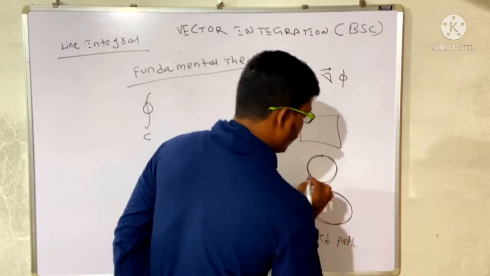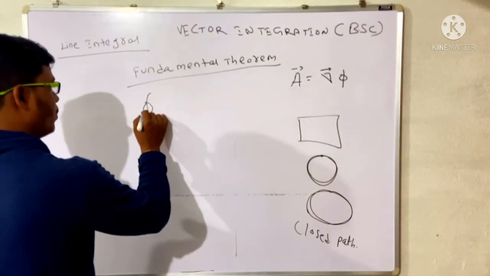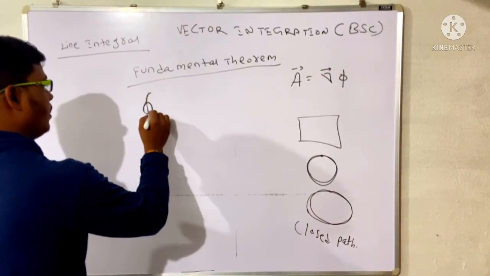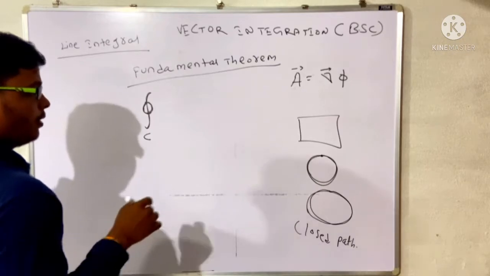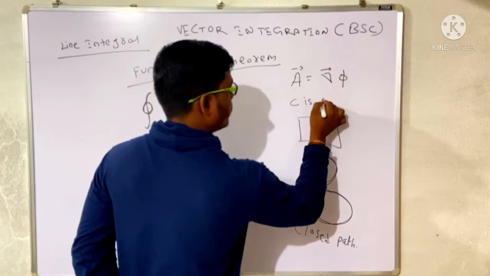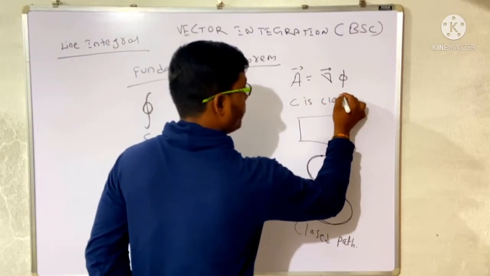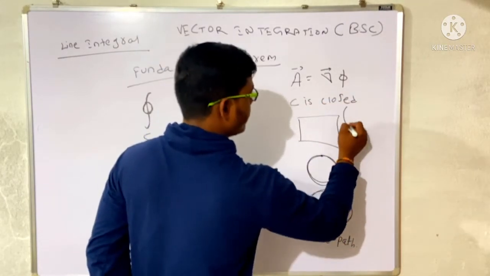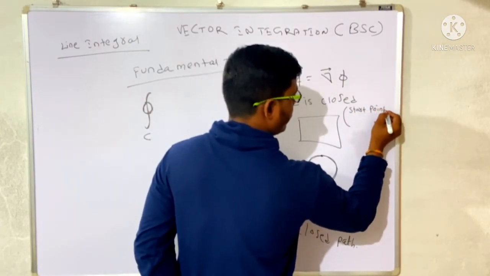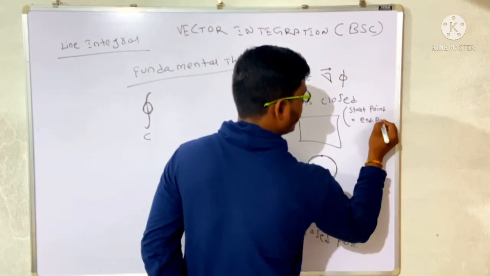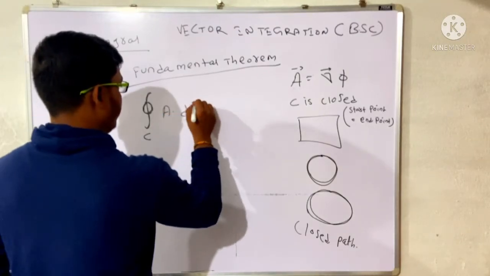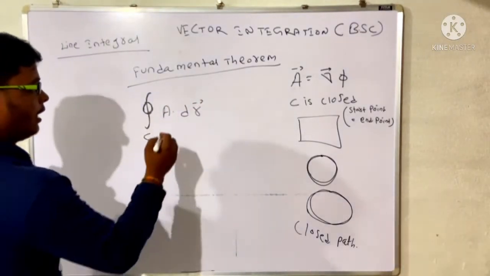If the path is closed, how will we denote the line integral? Write an integral sign, then use a circle in the middle, then write C. So C is closed. What is the meaning of C is closed? That is, the starting point is the same as the end point. I told you. So how will we find this line integral along a closed path?